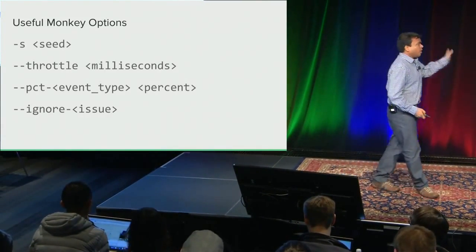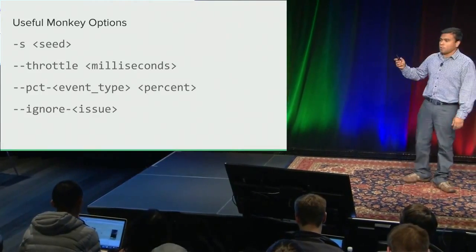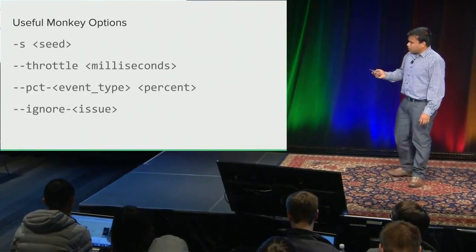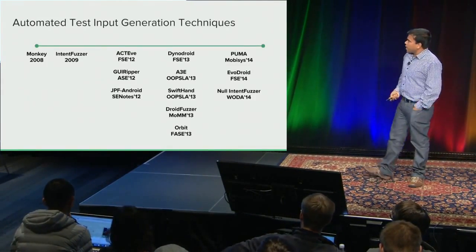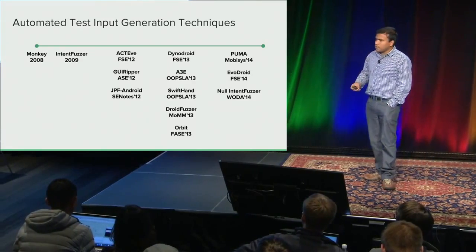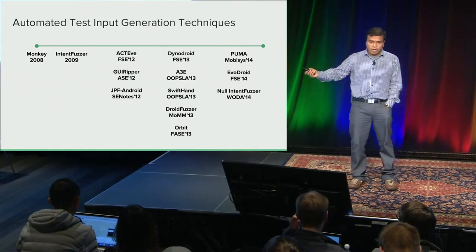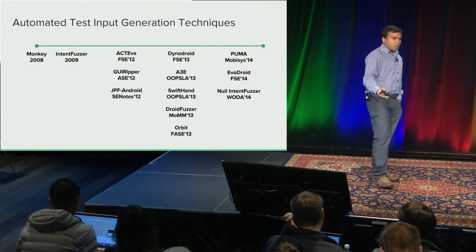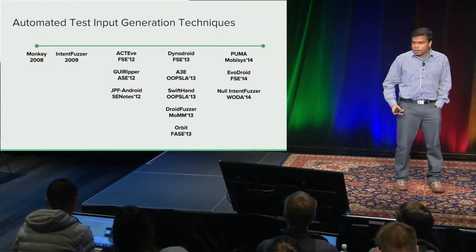So this is one example of a robot. We looked at academic papers and industrial tools and found that there were several such tools out there, in research papers and in blog posts.